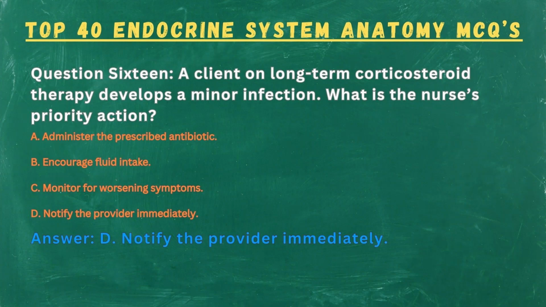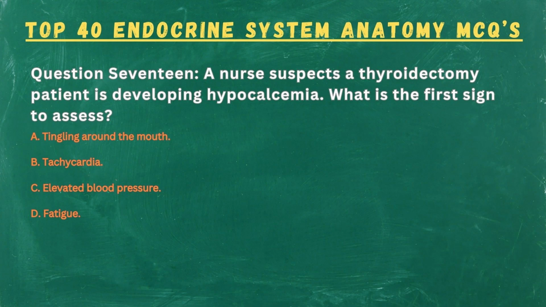Answer: D. Notify the provider immediately. Question 17. A nurse suspects a thyroidectomy patient is developing hypocalcemia. What is the first sign to assess? A. Tingling around the mouth. B. Tachycardia. C. Elevated blood pressure. D. Fatigue.